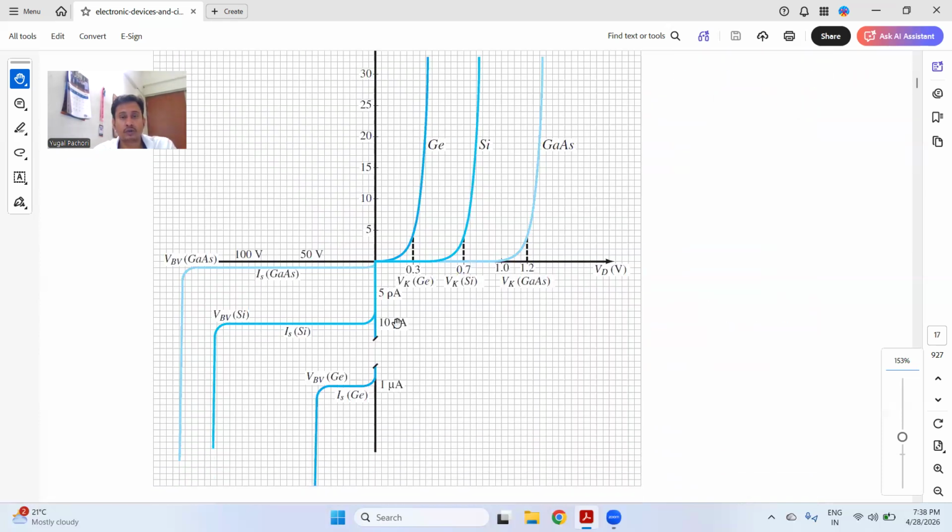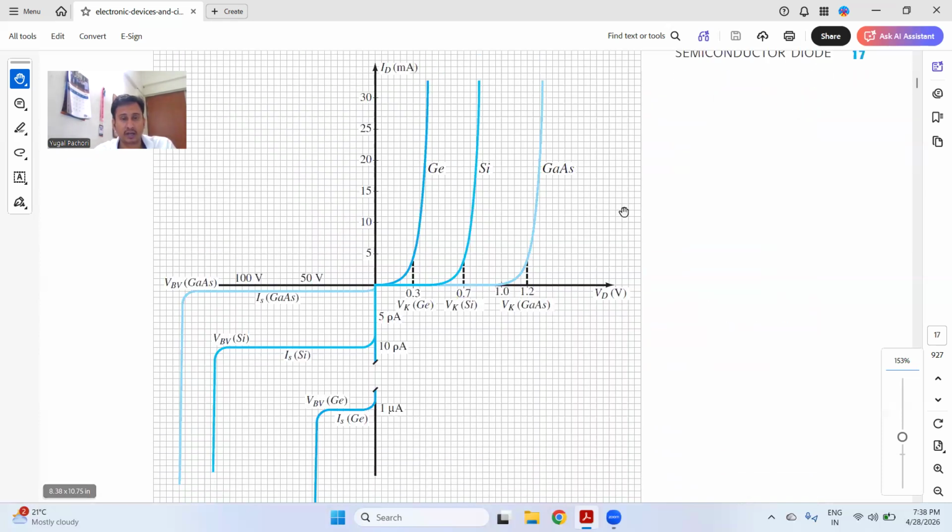You can understand this concept from these graphs. First graph is for the germanium, second is for the silicon, third is for the gallium arsenide. If you compare, the lowest cut-in voltage is for the germanium, that is 0.3. The second highest cut-in voltage is for the silicon, that is 0.7, and the highest cut-in voltage is for the gallium arsenide. So out of these, if we compare in terms of the cut-in voltage, which will be preferred? The germanium will be preferred.